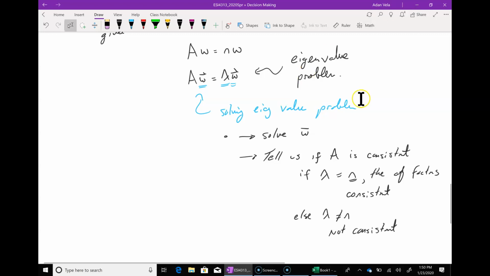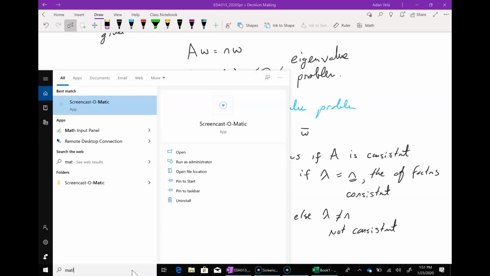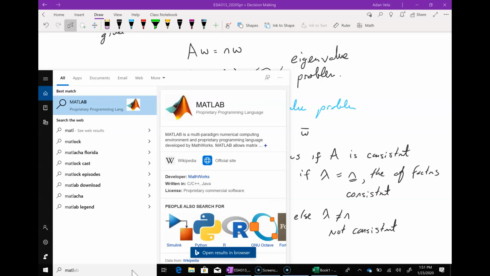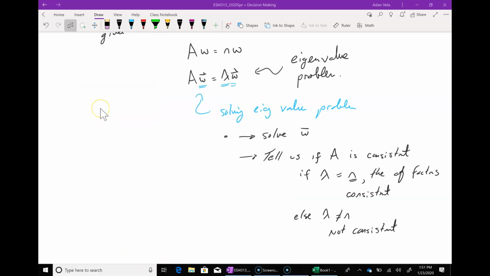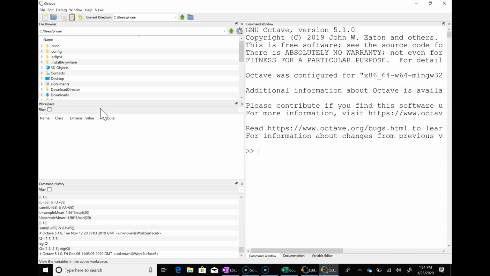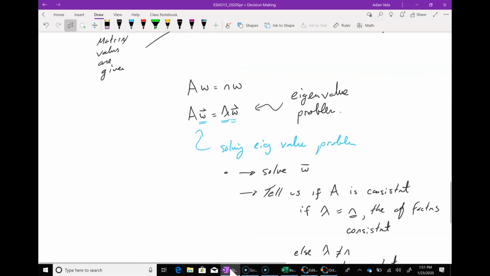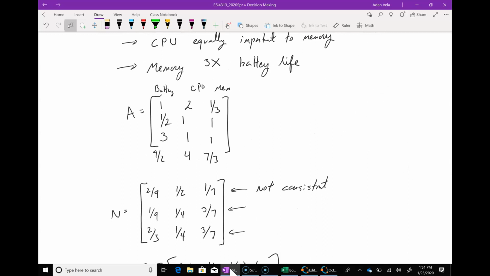Okay, so let's actually see what happens when we solve the eigenvalue problem. Do I have MATLAB? All right, so I have Octave. I'm sure some of you have worked in MATLAB. Octave is just the free version of MATLAB. Okay, so can somebody, let's see, what did we have for our matrix? 1, 2, 1/3.